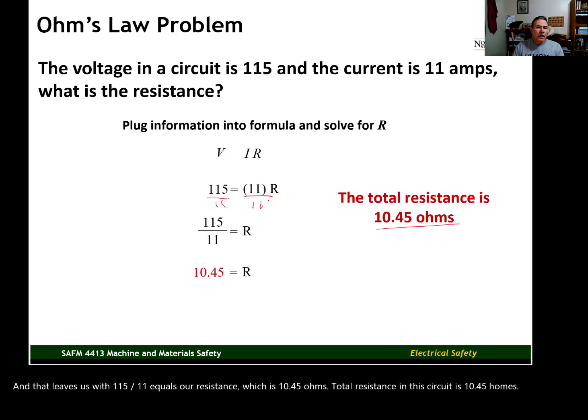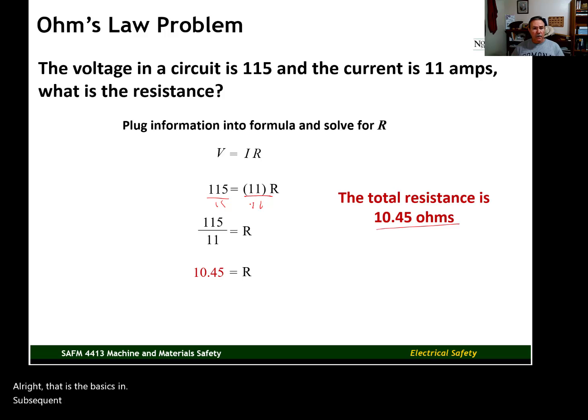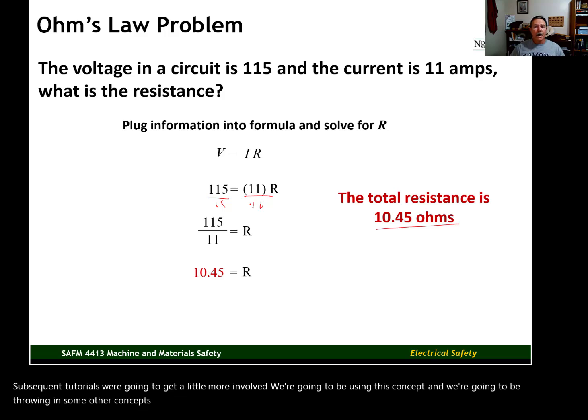All right, that is the basics. In subsequent tutorials, we're going to get a little more involved. We're going to be using this concept, and we're going to be throwing in some other concepts as well. And we're building to the types of problems that you're likely to see on certification exams.